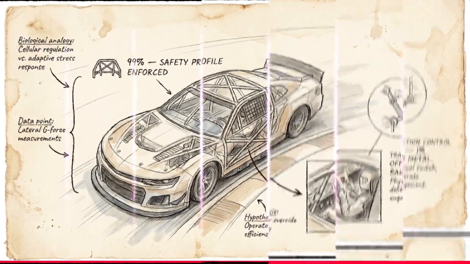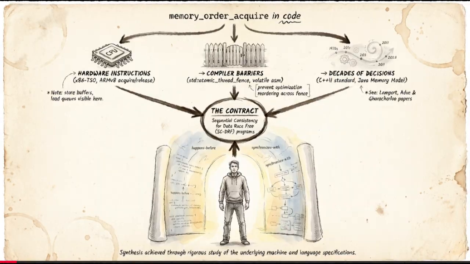Okay, let's synthesize all of this. For the professional engineer listening to this right now, the one staring at that broken lock-free code at 2 a.m., what is the ultimate takeaway from this history? The ultimate lesson is that concurrency cannot just be treated as an API. It represents a strict, incredibly complex contract between the programming language, the compiler optimization passes, and the physical silicon. It's all connected. Deeply. When you type standard memory order acquire, you aren't just calling a function.